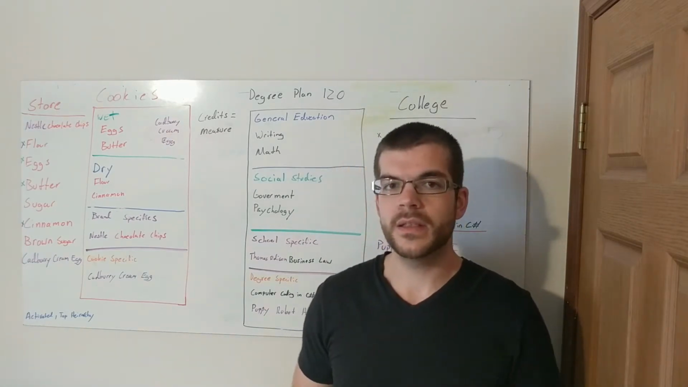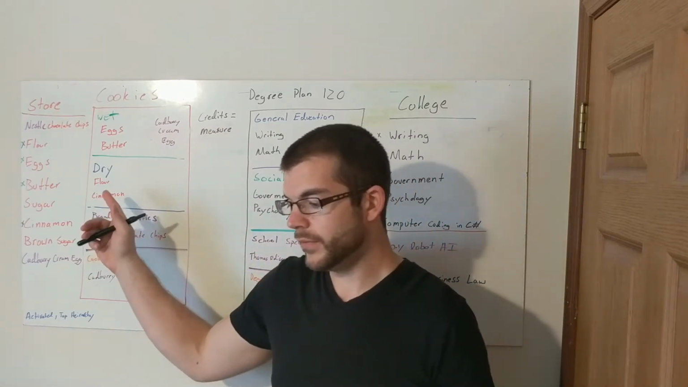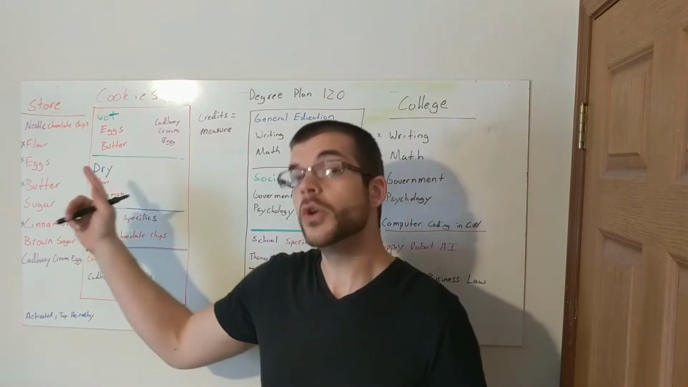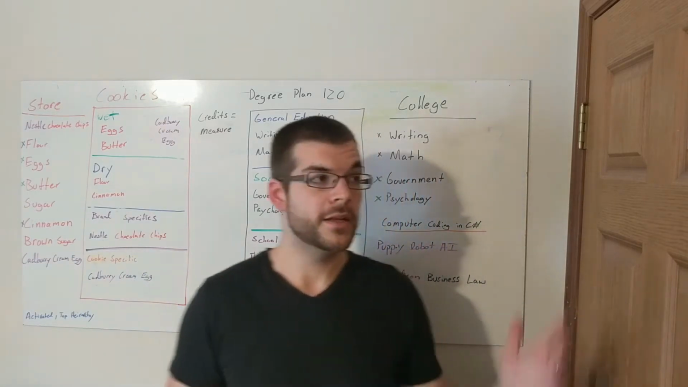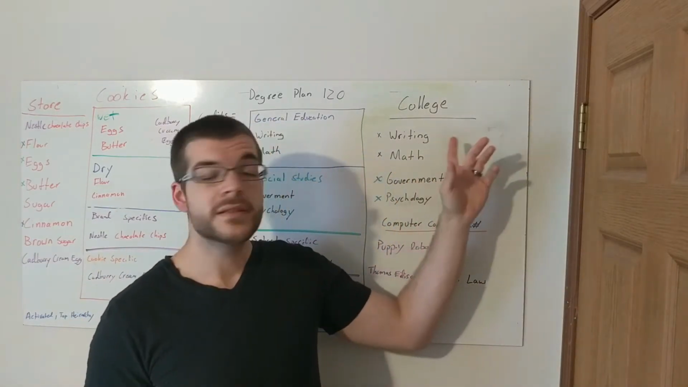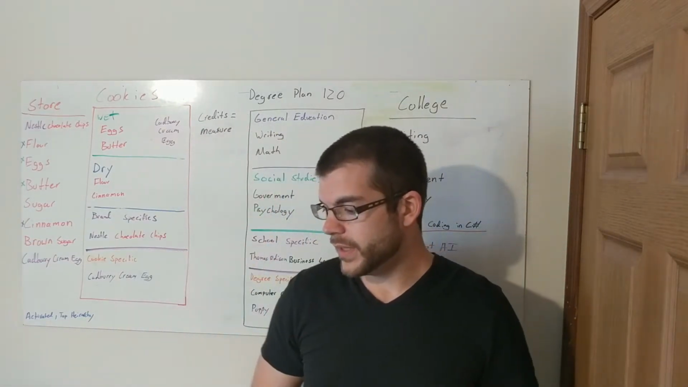So why do we use this measurement system? It's because these things can vary. So you might need 1 cup of flour, and you might need 2 cups of sugar in your cookies. In the same way, you might need 3 credits of math and 6 credits of writing. So there's some variability there.